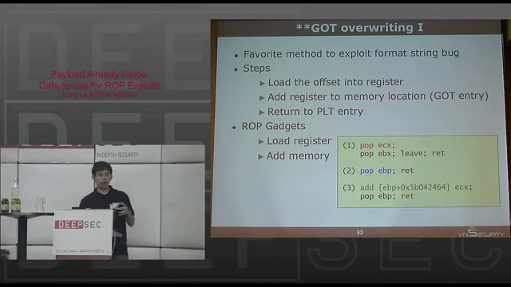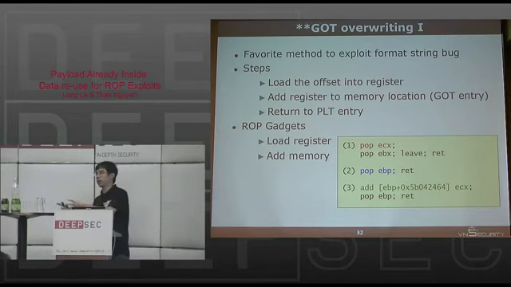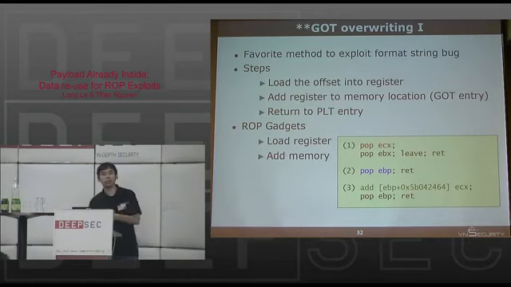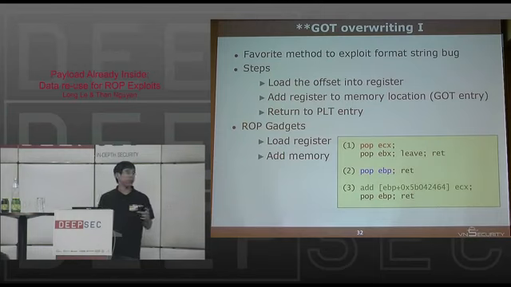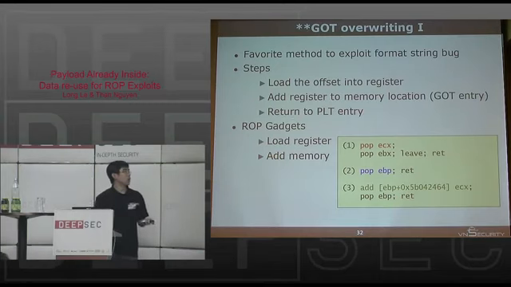So what you can do is calculate the offset between system and printf, then load it into a register, then add that value into the GOT entry of printf. So now the GOT entry of printf actually points to system in libc. We don't know the base address of libc, but we know that the GOT entry of printf now contains the value that points to system in the libc. Then at the end, after we do that, we can just return to the PLT entry.